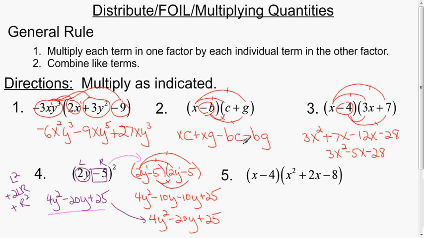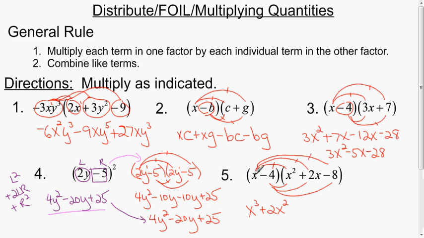Let's go on to this last example where we're going to do a binomial times a trinomial. We have the quantity x minus 4 times the quantity x squared plus 2x minus 8. So I'll take the x and multiply it by the 3 terms in the other quantity. Then I'm going to take the negative 4 and multiply it by the 3 terms of the other quantity. So I have x times x squared. Again, the exponent rule is to add them. Then I've got x times 2x. Again, I'll be adding exponents. We'll do 1 times 2 is 2. Write the base. x times x is x squared.